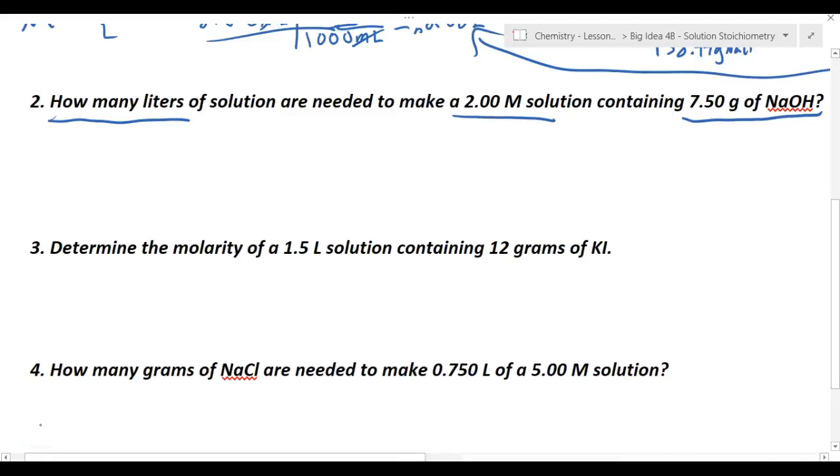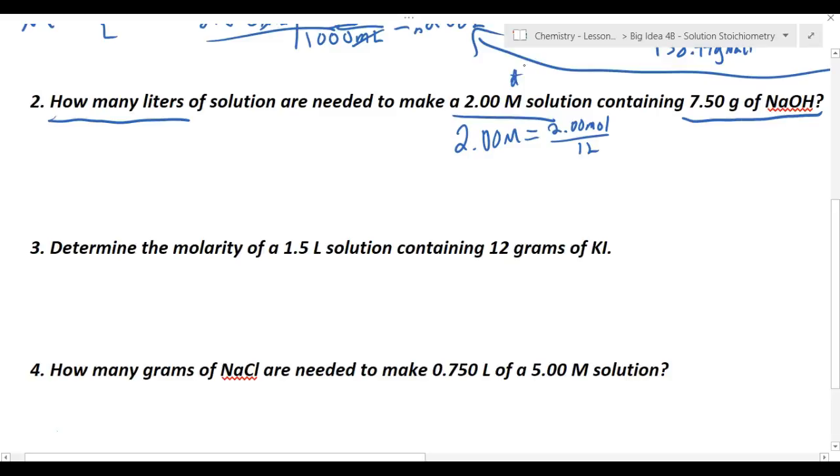One thing that you guys need to learn is that 2.00 molarity is the same thing as 2.00 moles over 1 liter. That means that we can use it as a conversion for these problems. We can use molarity as a conversion between moles and liters. That's very important. Whenever you see molarity, you should be thinking you can use it as a conversion.